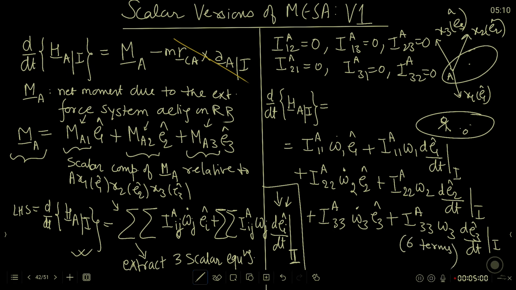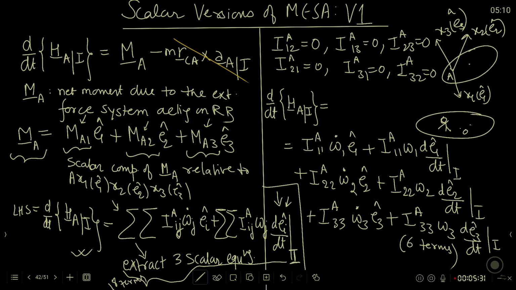Whereas here, whatever I had here, there were how many? 18 terms. 18 were there. Now I have only 6 surviving terms. All terms involving IA, IJ, where I is not equal to J will be gone. So this is the first simplification I have obtained.